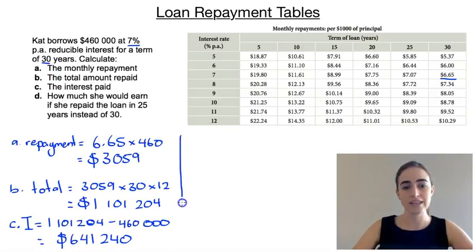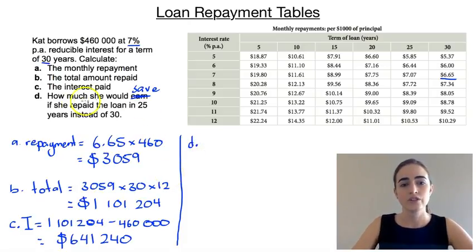All right, part D. Now I've just realized that should say save, not earn. So it should say how much would she save if she repaid the loan in 25 years instead of 30. So to figure out that question, we're going to have to figure out the total that she's going to end up repaying if she paid it over 25 years. So we're going to have to do this whole chunk again, but for 25 years instead of 30, and then compare our two totals.